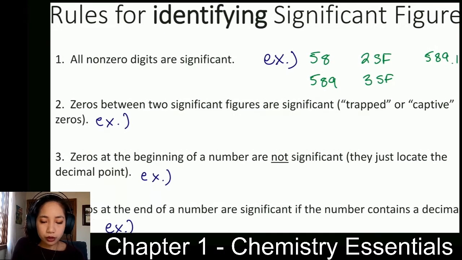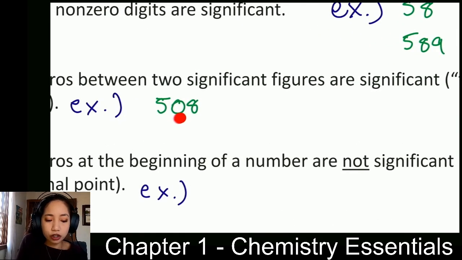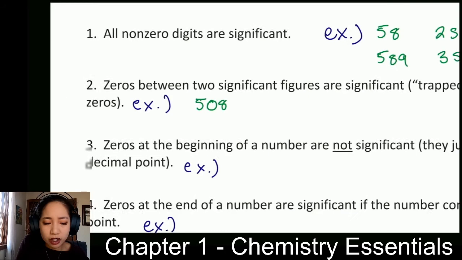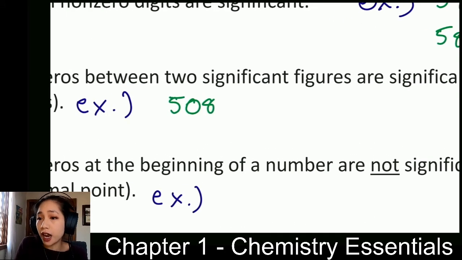So how zeros work: the first type of zero we can have is a zero that's sandwiched in between other non-zero values. We call this a trapped zero. For example, the number 508. That zero here is trapped between two non-zero digits, so this zero is significant. We can essentially treat it like a non-zero digit. So as written, 508 has three sig figs because that zero is trapped.